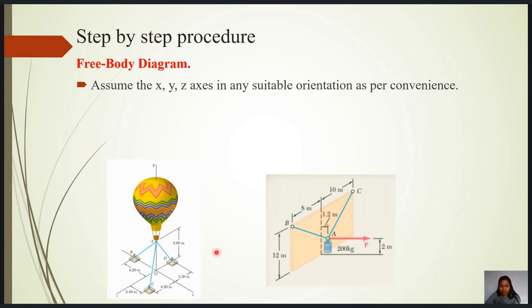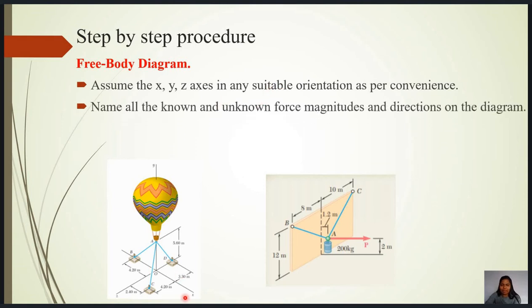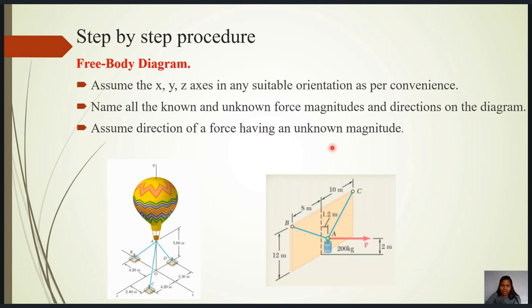If you observe these two images, in the first image the XYZ axes are already given. But if you observe the second image, the XYZ axes are not given. So firstly, you have to assume the XYZ axes in any suitable orientation as per convenience. And after that, you have to draw the free body diagram by showing known and unknown forces, magnitude and direction, on the diagram. So that is the forces in the cables. Assume the direction of the force having unknown magnitude.